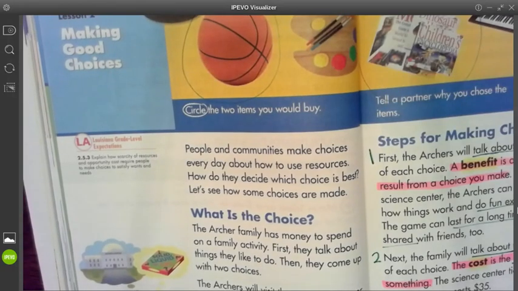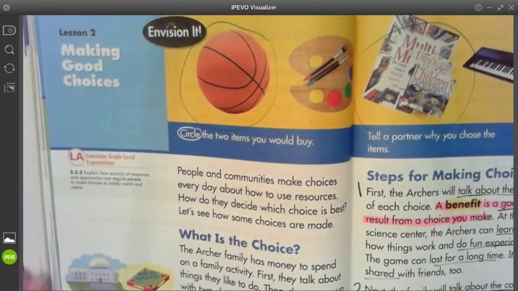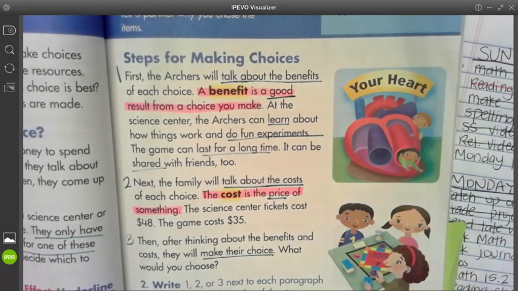Hey guys, so before we start today's social science page, we're going to review what we learned yesterday. We are on lesson 2, making good choices, and we talked about yesterday that there were two things to do before you make your choice.